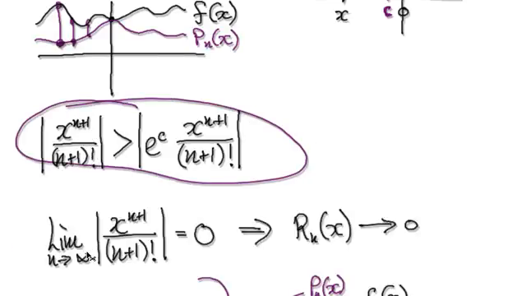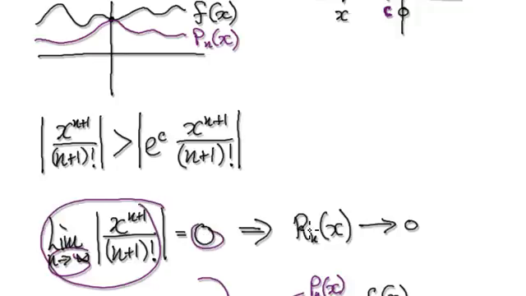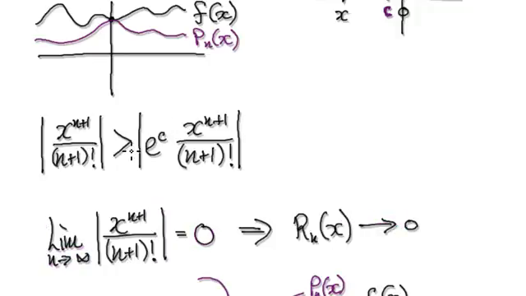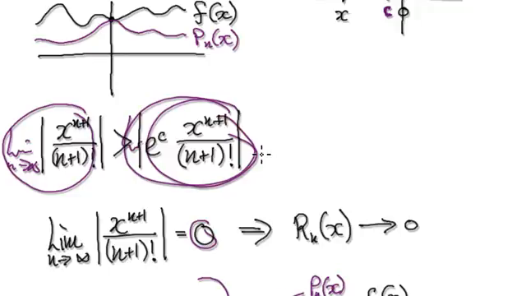So now take the limit as n heads towards infinity. Well, as n heads towards infinity, we've seen in the past that this thing here heads towards 0. So the remainder will head towards 0. So if you take the limit of this as n tends to infinity, this thing here is going to head towards 0. Therefore, this thing here must head towards 0. So the remainder is heading towards 0.